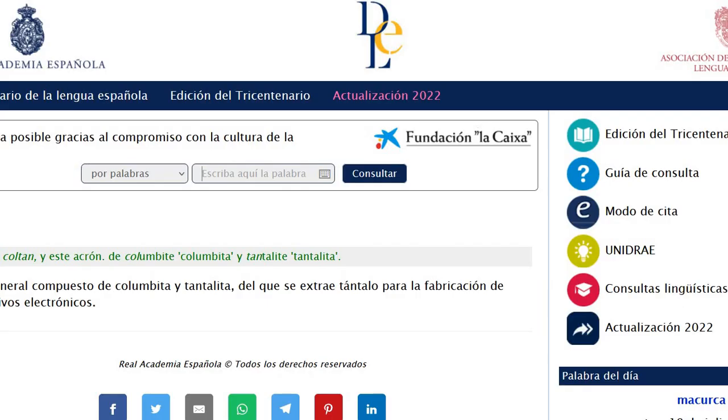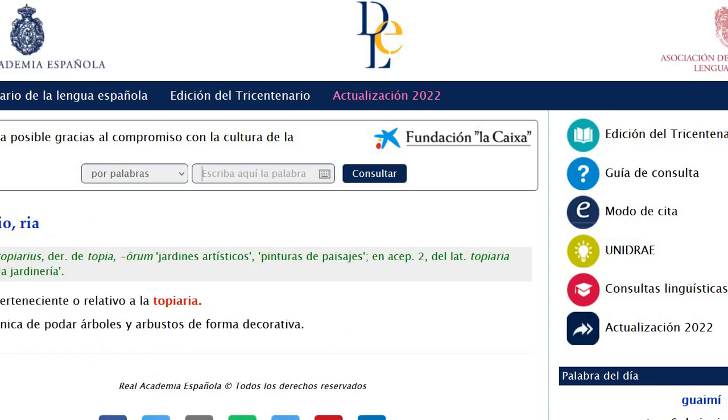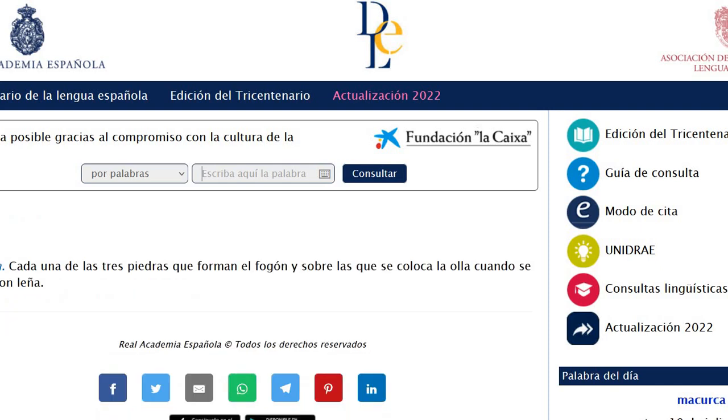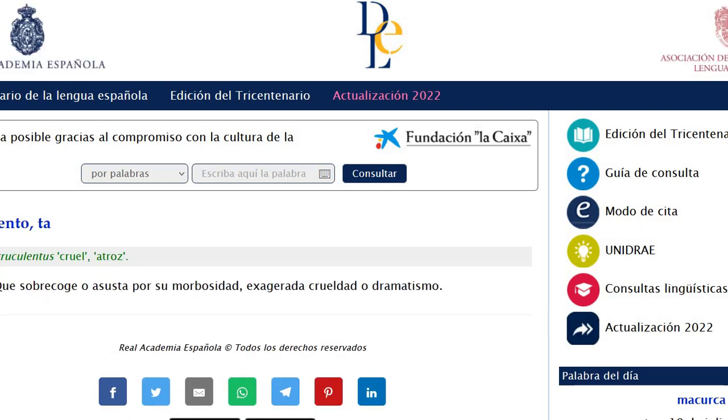And of course, our dear dictionary of Spanish. In this case, you have the word coltan, right? That's a very unusual word. Let me see if I have looked up something more interesting lately. Topiario, right? Truculento, that one I wanted to look up, because actually, if you look up the word truculent in English, it has a different meaning, right? Remember, I'm always talking about false friends, but that's not why we are here.